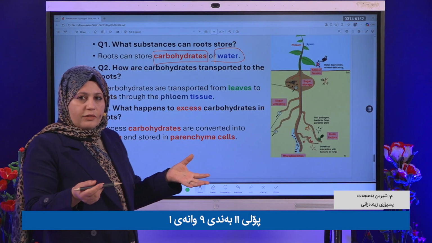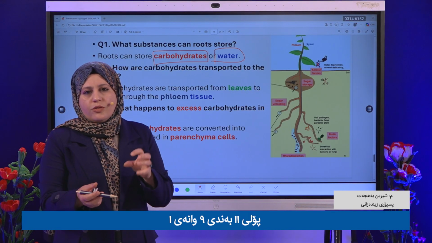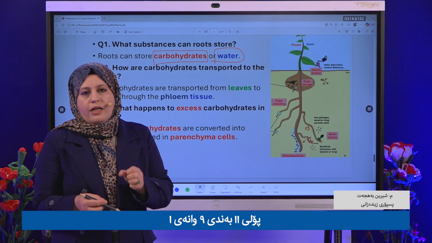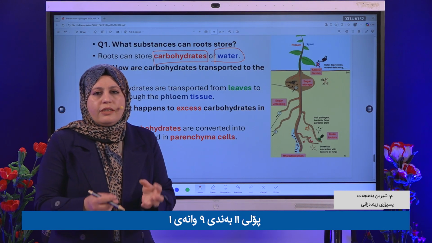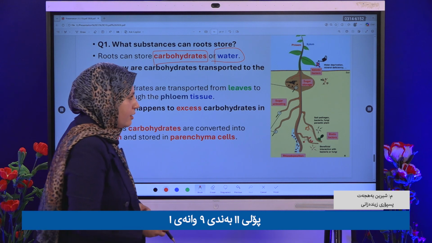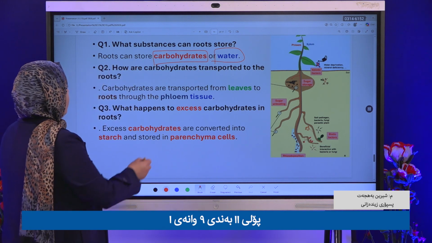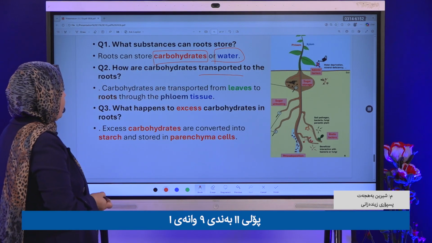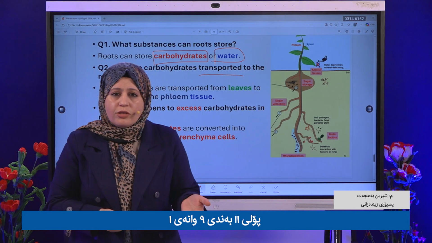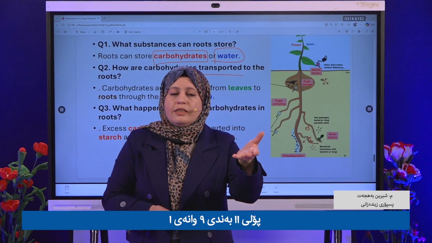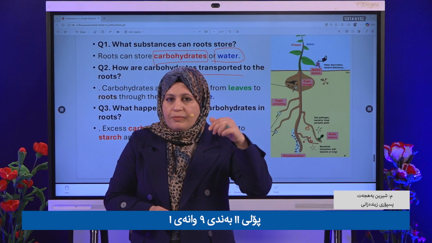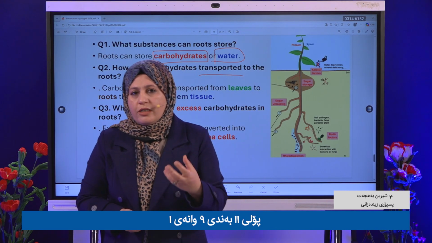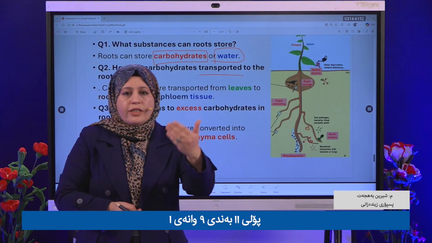Some roots absorb carbohydrate. Some of them absorb water. Some of them absorb both together. Clear? For example, how is carbohydrate transferred in the root? Actually, carbohydrate is formed at the leaf by a process which is photosynthesis. Have you known? During photosynthesis, we get sugar. Sugar is a monomer of carbohydrate. How is it transferred to the root?